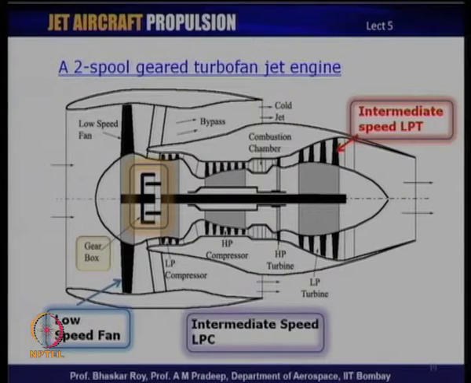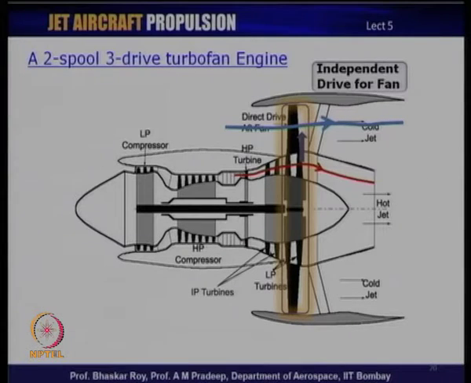This is a 2-spool 3-drive turbofan engine. Now, as you can see here, you have two spools, one spool that is the outer spool, which is run by one set of turbines, and it runs the LP compressor. The inner set of compressors are run by the inner set of turbines, which is what we call the gas generator. And then this hot flow flows through a third set of turbines over here before it goes out as a hot jet, producing thrust.